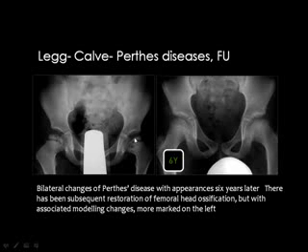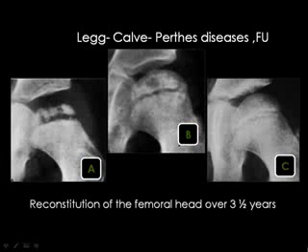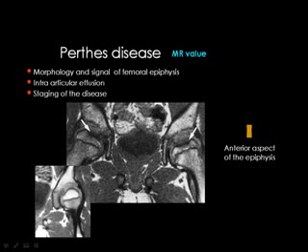Then this is Perthes disease stage 4 with flattening and irregularity of the epiphysis and the irregularities of the metaphysis that healed over 6 years. And this is another example with regression of Perthes disease over years, over 3.5 years, flattening and collapse, then disappearance, and lastly almost normal appearance of the epiphysis.